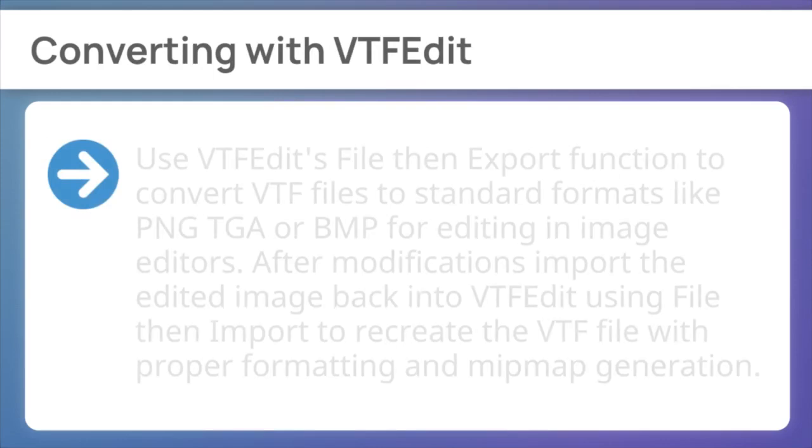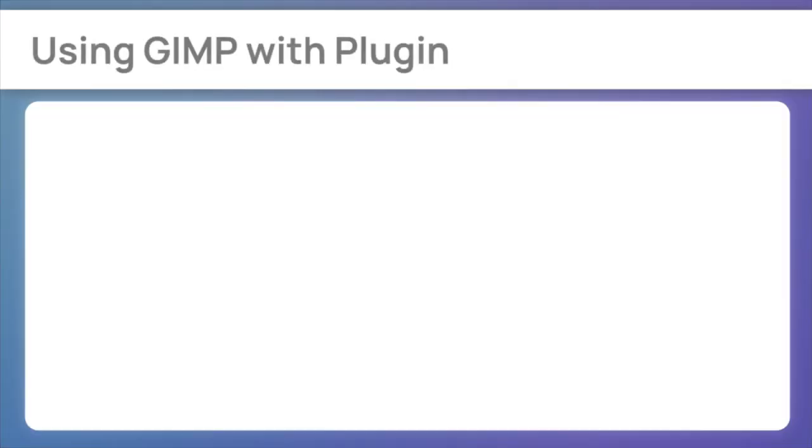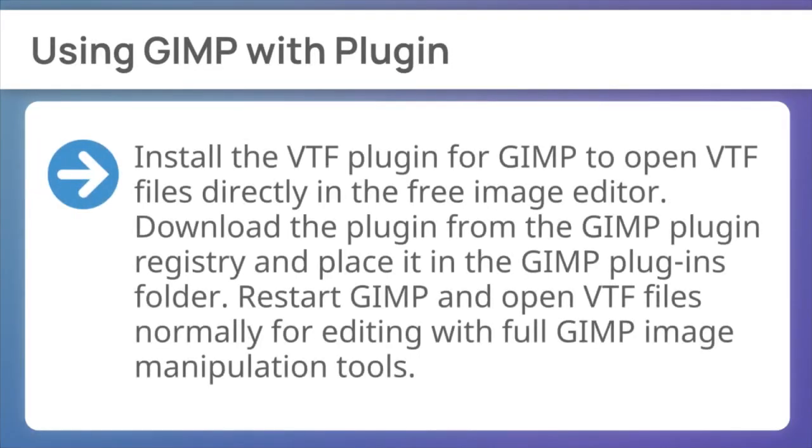Next, converting with VTFEdit. Use VTFEdit's File, then Export function to convert VTF files to standard formats like PNG, TGA, or BMP for editing in image editors. After modifications, import the edited image back into VTFEdit using File then Import to recreate the VTF file with proper formatting and mipmap generation. Finally, using GIMP with a plugin.